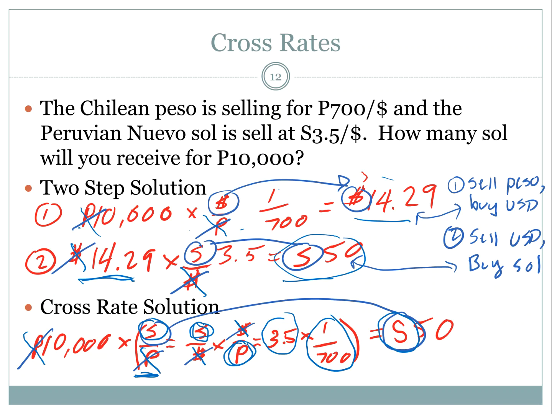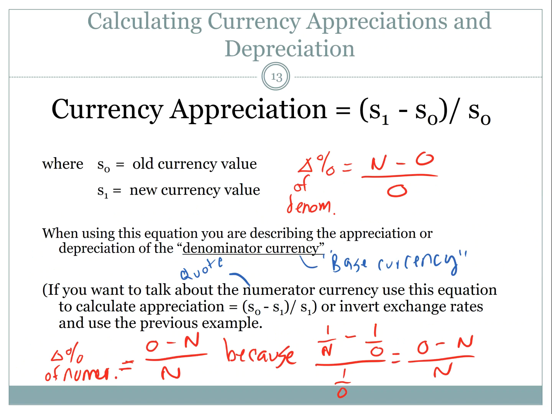Now, in real life, if you do a double exchange, you will lose money, right? Because you're going to go to the next slide. You'll get screwed twice by the banks, yeah, with the bid-ask spread. Yeah. All right, currency appreciations.